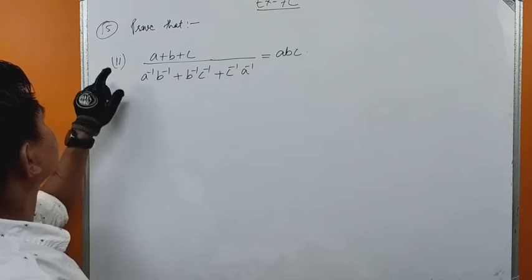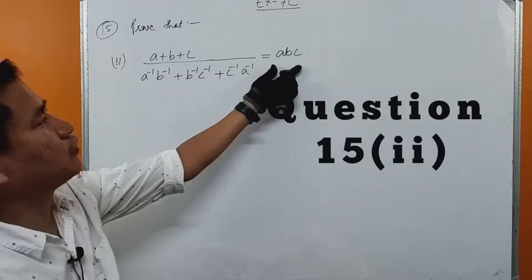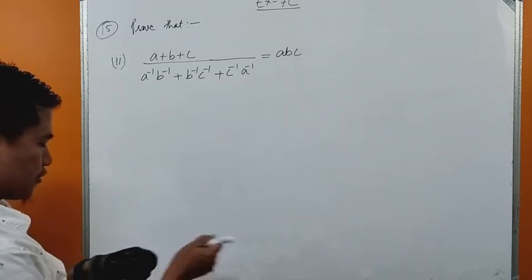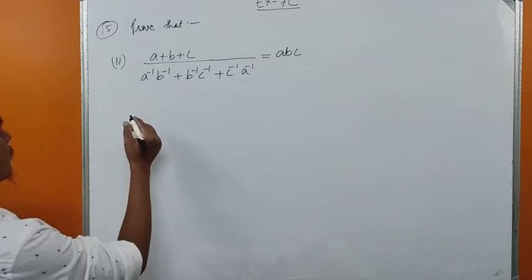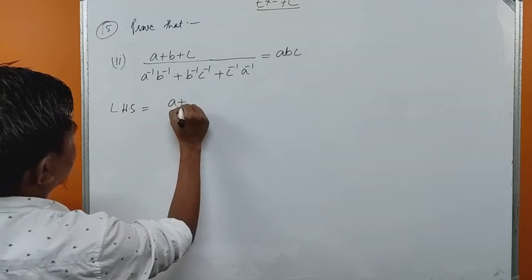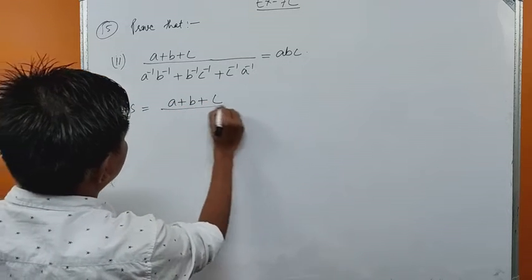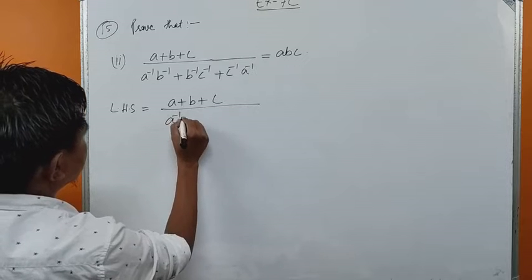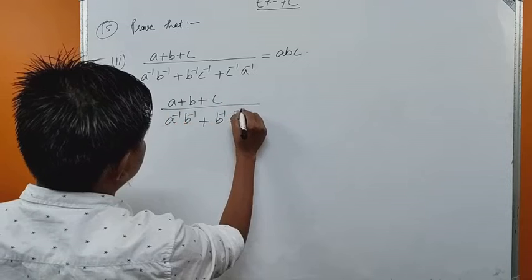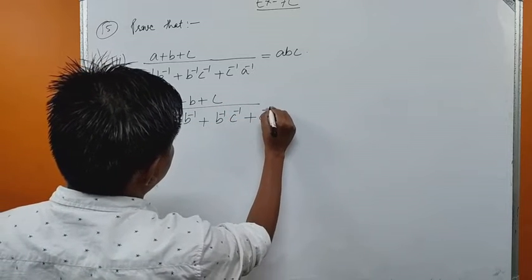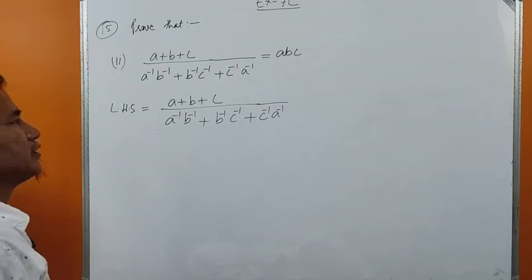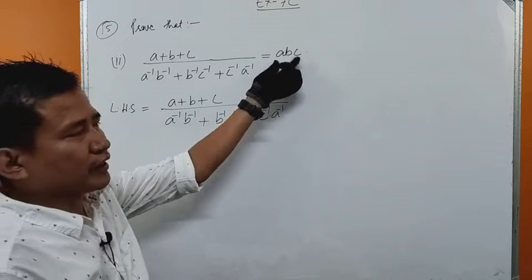Okay, now let's do question number 2 of 15. Prove that this equals to ABC. We are asked to prove this expression equals to ABC. Okay, so let's copy the left hand side of this equation first. LHS equals to a plus b plus c whole upon a to the power minus 1, b to the power minus 1 plus b to the power minus 1, c to the power minus 1 plus c to the power minus 1, a to the power minus 1, isn't it? So this is what we have in the left hand side. We are asked to use this and prove this equals to ABC.